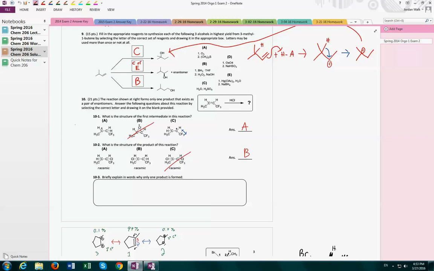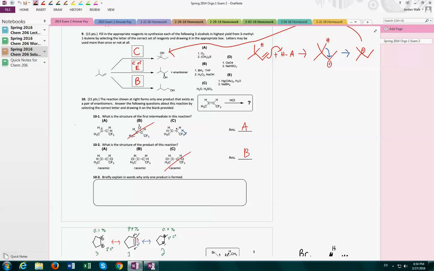Because the fluorine is going to destabilize this carbocation by withdrawing even more electron density, we end up saying that this is the more stable carbocation. So we say A, and if this is our carbocation, we're going to add our Cl to the left side, and we end up with that product right there. That's B. But then for the third part, how would you explain that?